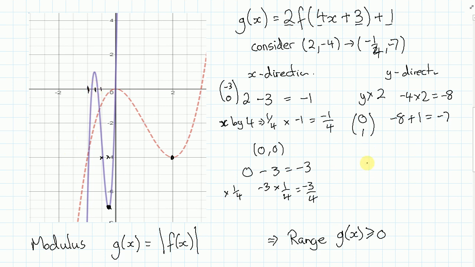And in the y direction, we start off with 0 times 2 is 0, and then 0 plus the value on the end, 1, gives me 1. So there's my 1, and I found the right point. So we went 0 to there, and 2, minus 4 to minus a quarter, 7.